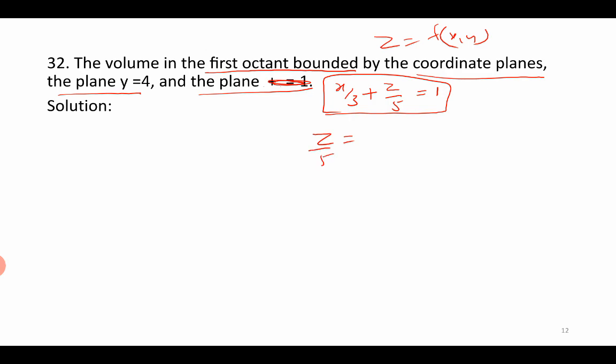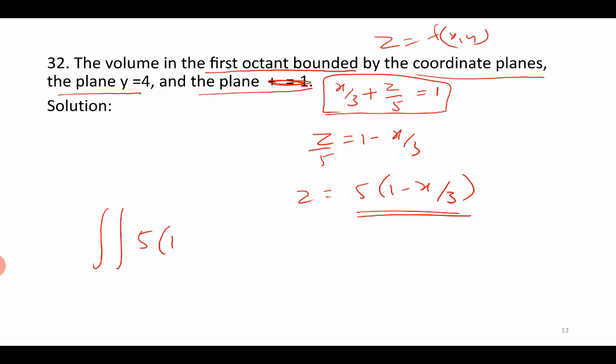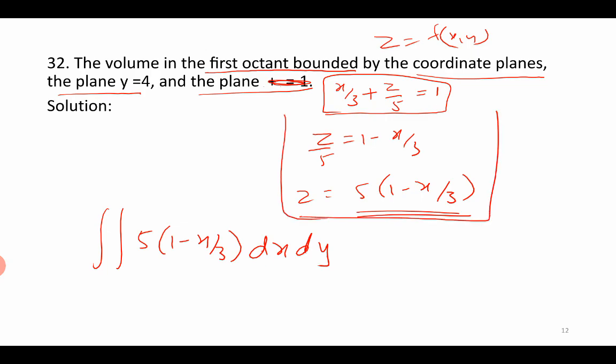So z is here: z over 5 is 1 minus x over 3. So z is equal to 5 times 1 minus x over 3. This is the function to be integrated. So double integral 5 into 1 minus x over 3, we can write dx dy. You have the limit of z, y is 4. Is it upper limit or lower limit?